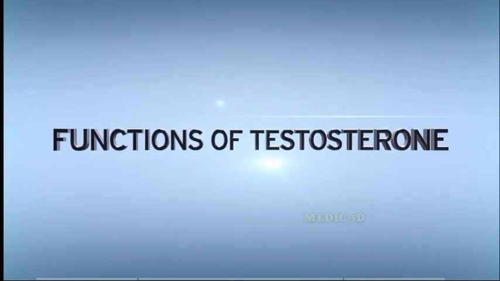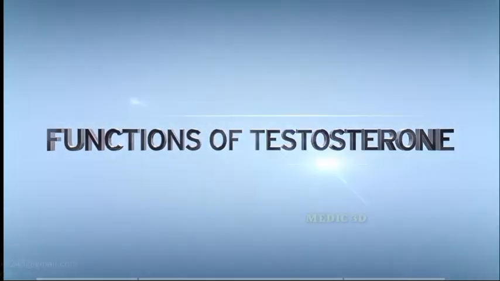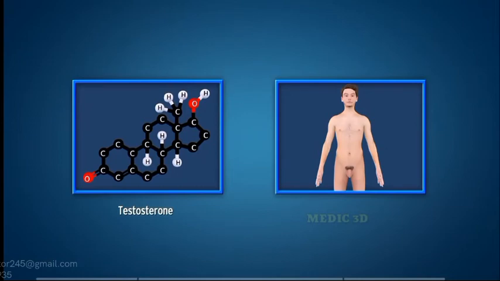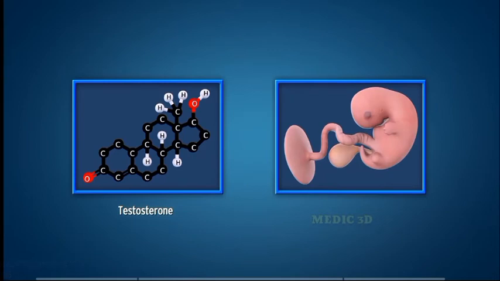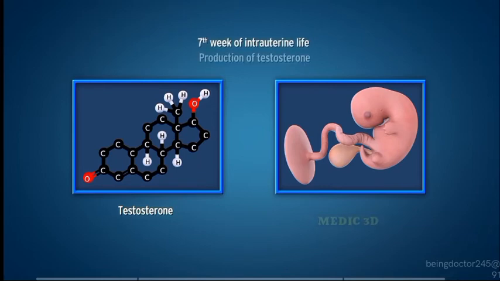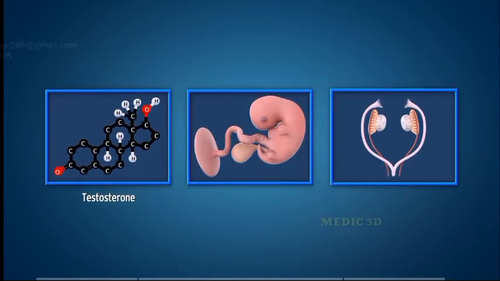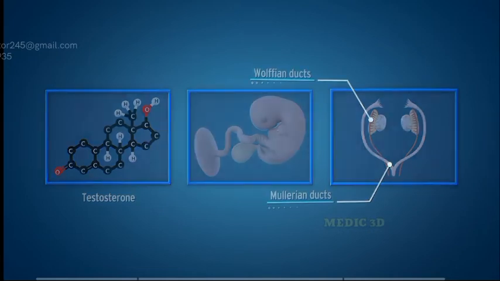Functions of testosterone. Testosterone is mainly responsible for the masculine characters. In fetal life, it is prominent for sexual differentiation of the fetus. During the 7th week of intrauterine life, there is production of testosterone. Before the 7th week, the fetus will have both Wolffian and Mullerian ducts.